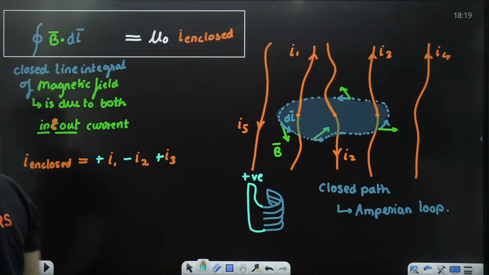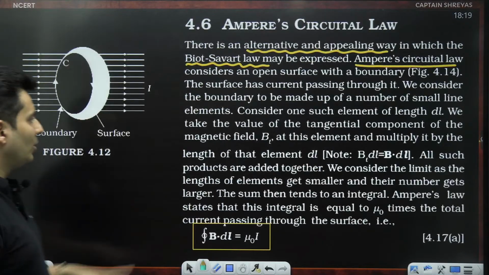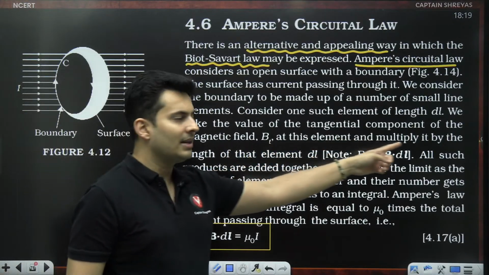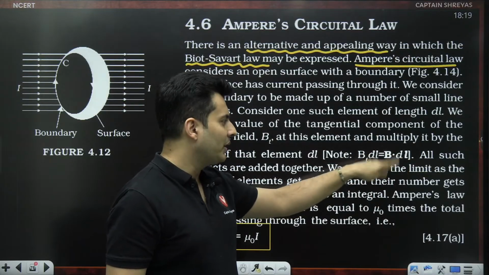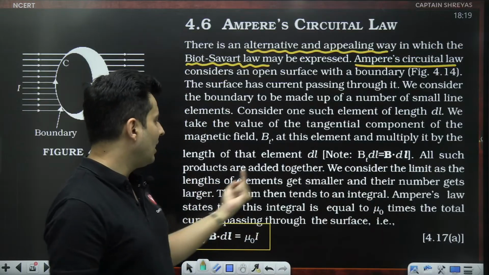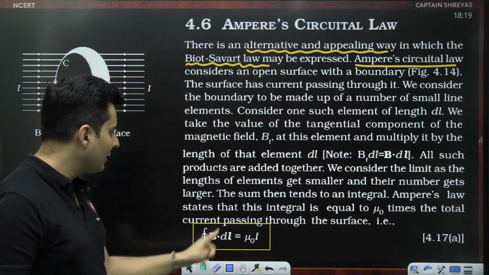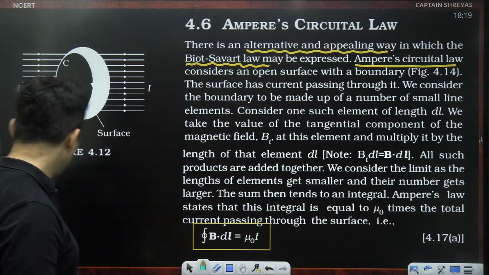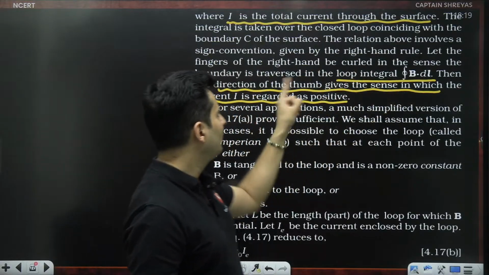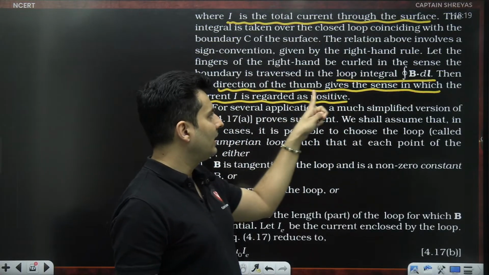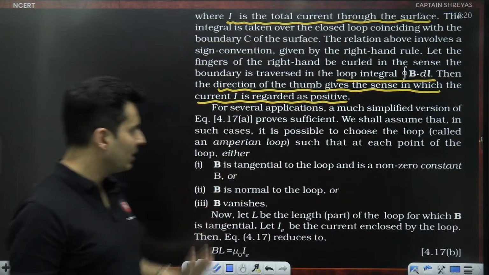Very, very important. So that is exactly what they have mentioned right over here. They are finding the magnetic fields at all the points, taking the dot product with the length, and then adding it all together, and then adding many elements. So it is integration, but since they are coming back to the same point, it is called a line integral of the magnetic field. They have also mentioned that the direction of the thumb gives the direction of the positive current.